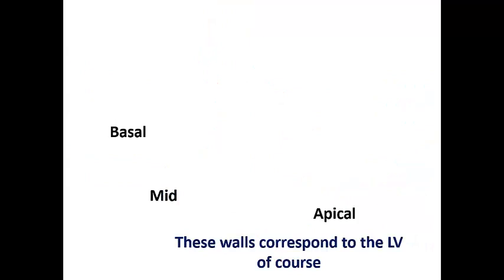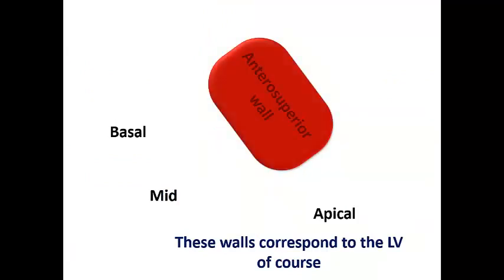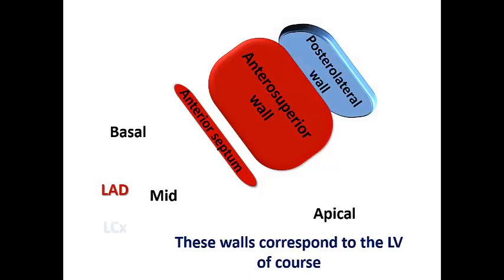We divided the walls of the left ventricle into basal, mid, and apical segments. We mentioned that there is the anterosuperior wall and anterior septum, which receive their blood supply from the LAD, the posterolateral wall, which receives its blood supply from the LCX, and the inferior wall, which receives its blood supply from the right coronary. And we mentioned that this nomenclature corresponds to the walls of the left ventricle.